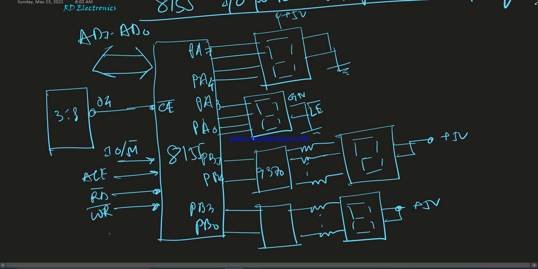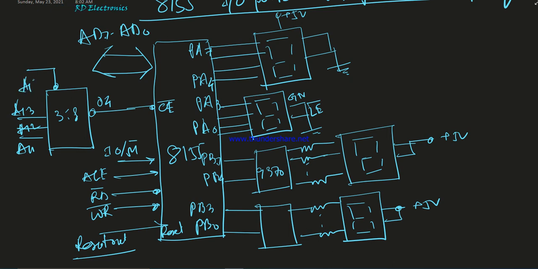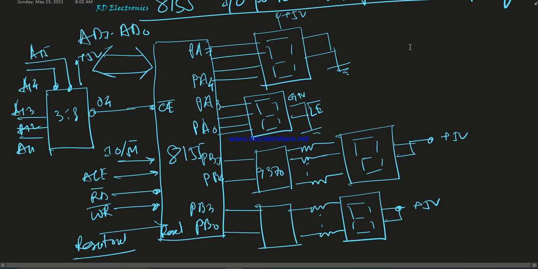This is write bar, and this is the reset out. This reset out pin is coming from the microprocessor and connected to the 8155 reset. And here we apply 3 signals A13, A12 and A11 to the 3:8 decoder, and A14 and A15, these higher order address lines, are connected to the enable lines, and these are 5 volt. Okay, so this is the net hardware diagram.